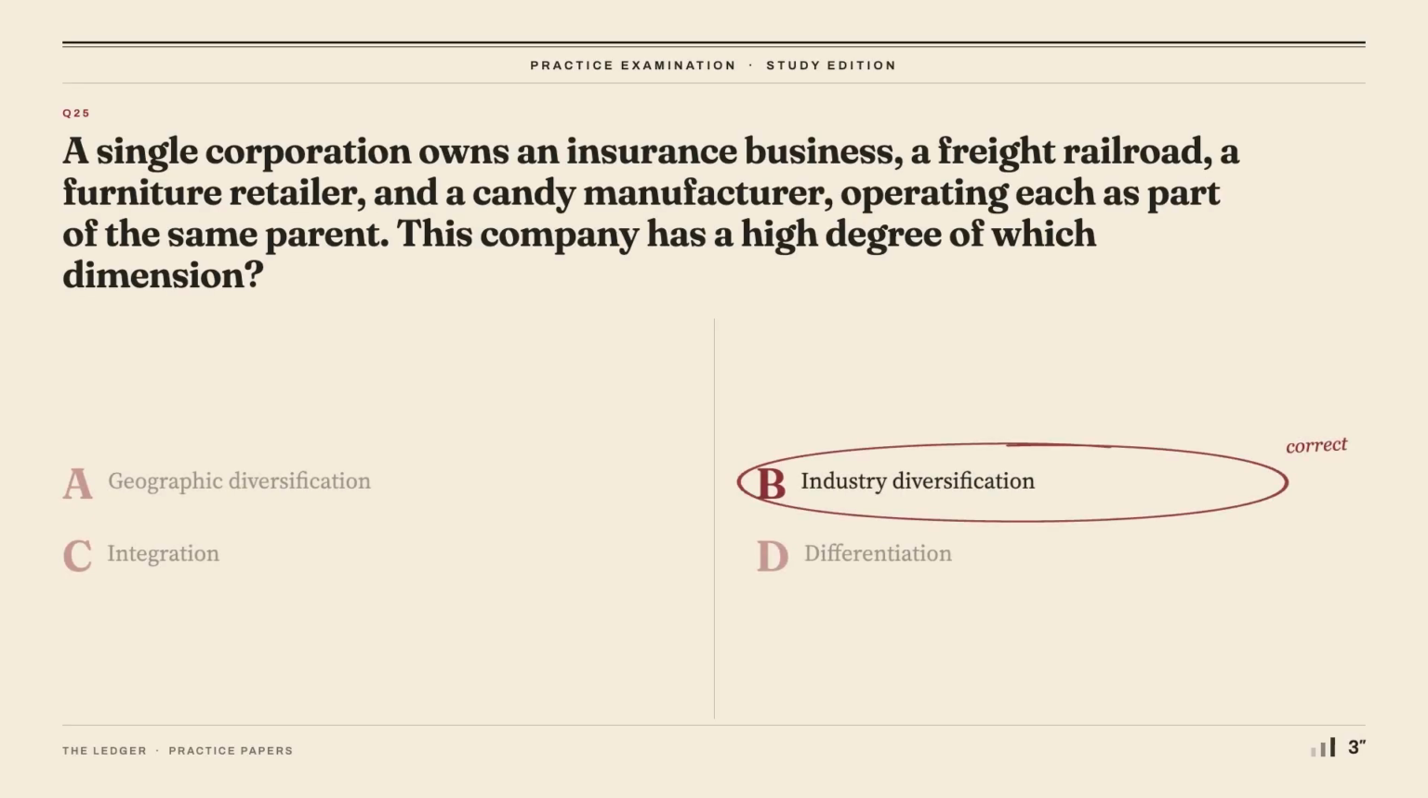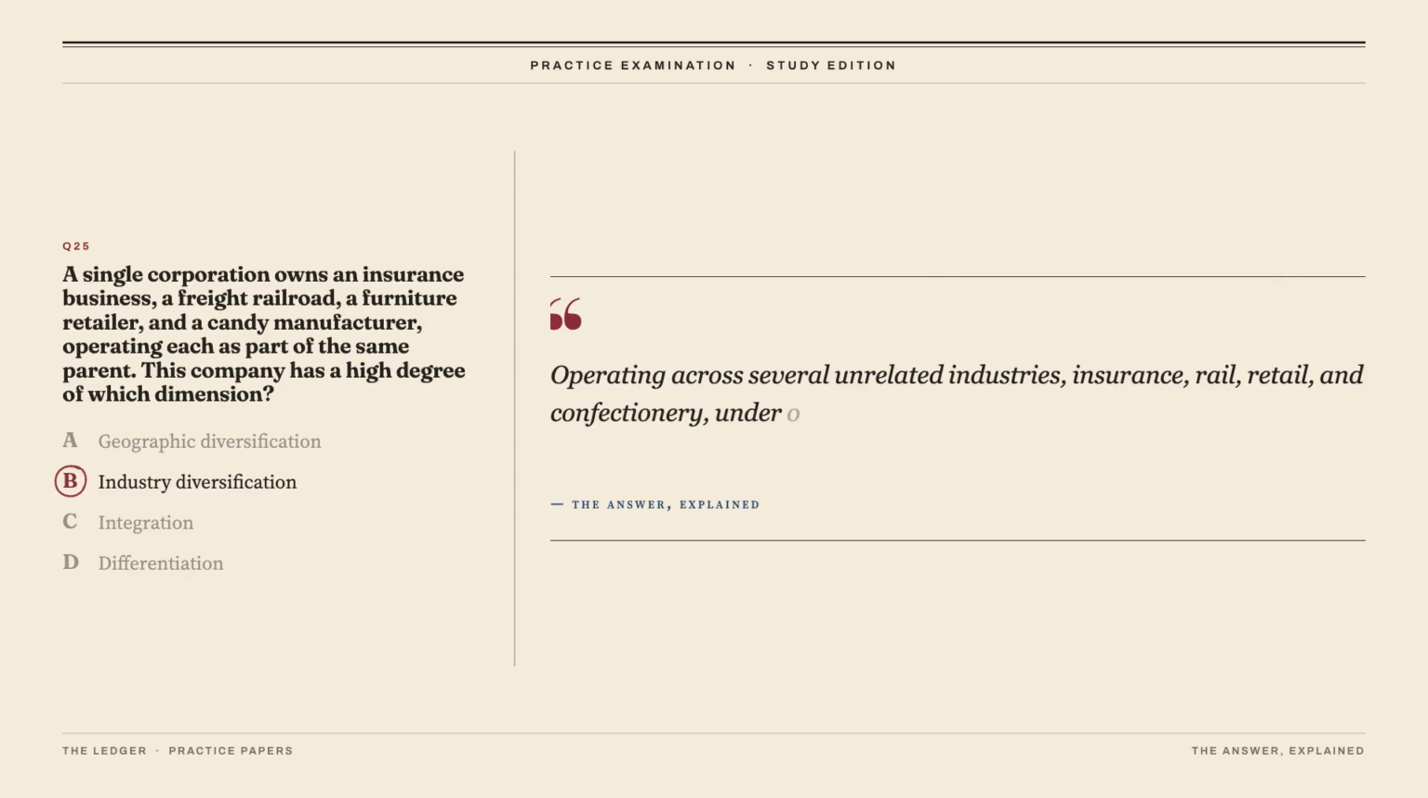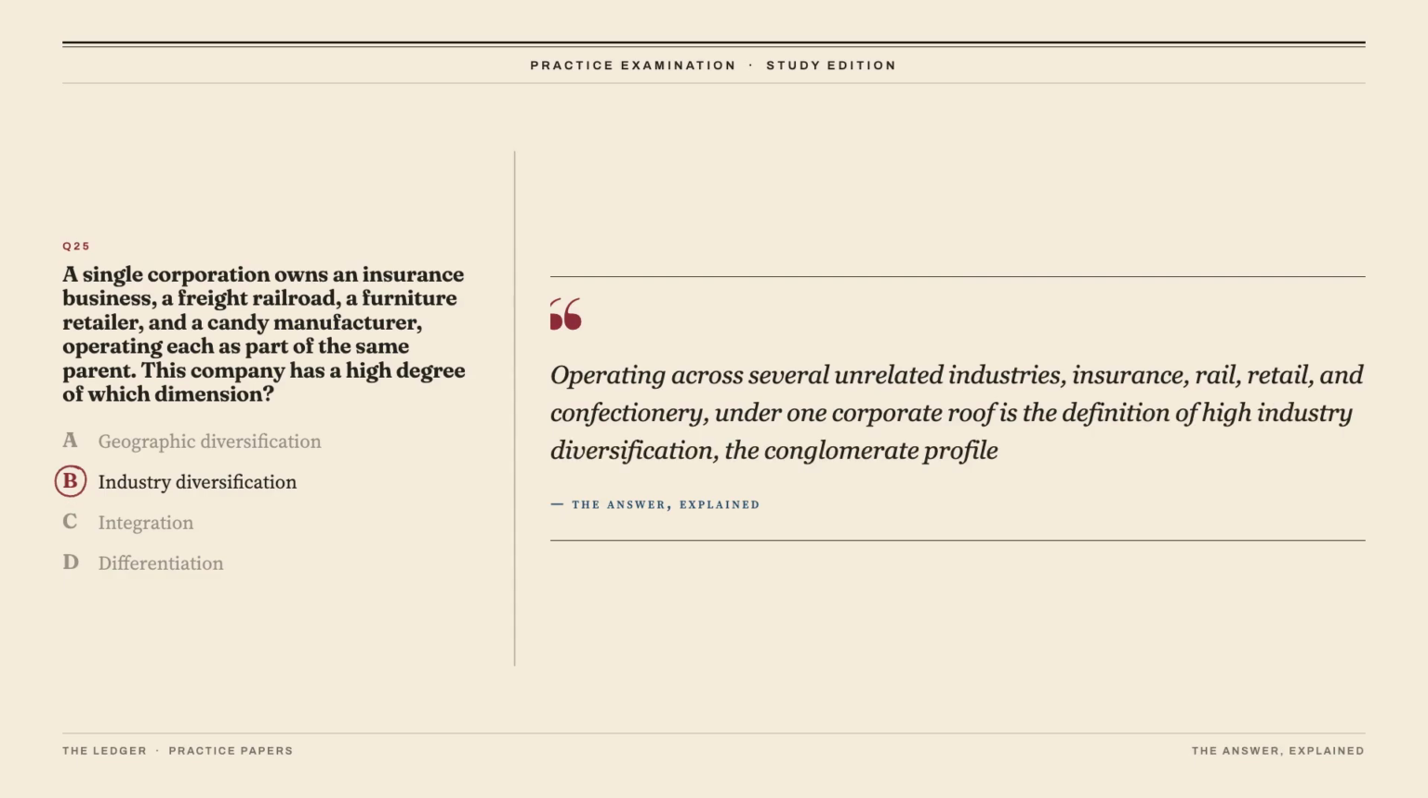The correct answer is B. Industry diversification. B is correct because operating across several unrelated industries, insurance, rail, retail, and confectionery, under one corporate roof is the definition of high industry diversification, the conglomerate profile. Each segment lives in a different industry's economics.